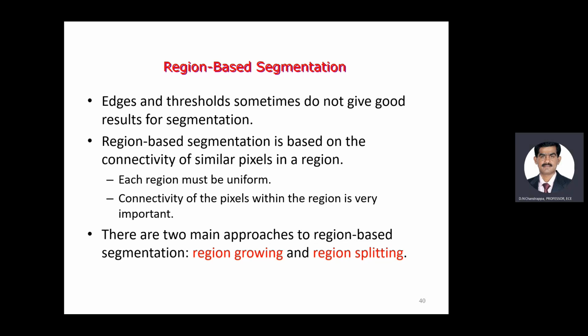So what do you mean by region-based segmentation? Edges and thresholds sometimes do not give good results for segmentation, so at that time we can go for region-based segmentation. In region-based segmentation, the object boundaries are traced to locate an object. The object region is used to locate the object. Finding an object by locating either its boundary or its region should result in the same object, as boundaries and regions are just different representations of the same object.